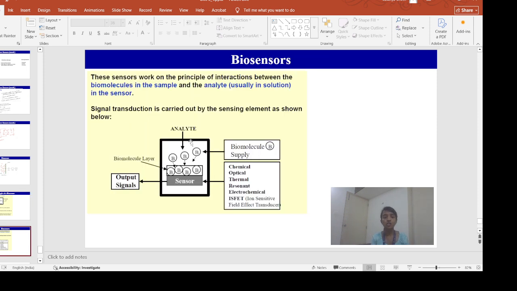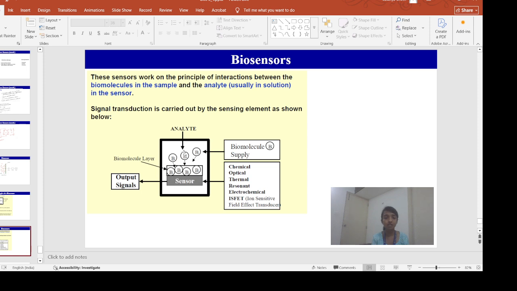So, as I told, what is the mechanism? First, the analyte. Here, let's say the glucose in my blood. That analyte will be binding using the biomolecules, which is represented as capital B. What are biomolecules here? Biomolecules can be enzyme, protein, DNA. So the glucose will be binding with the biomolecule, and where will they bind? On the sensing surface of the sensor.